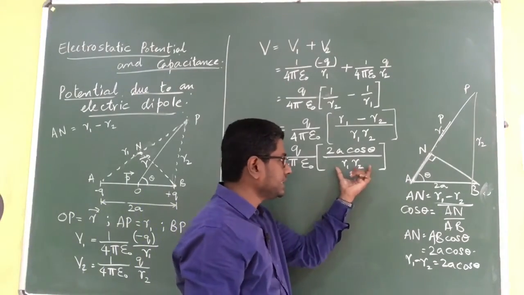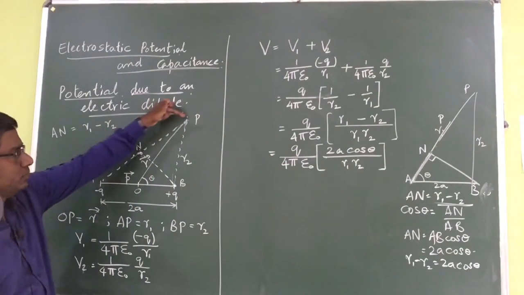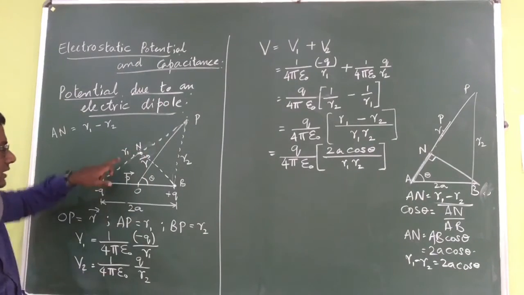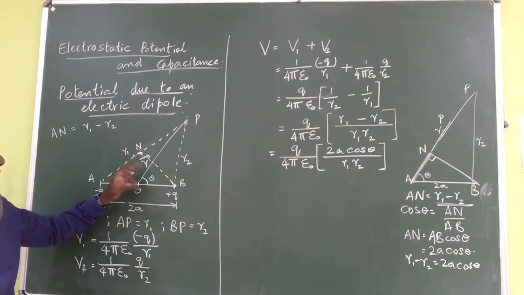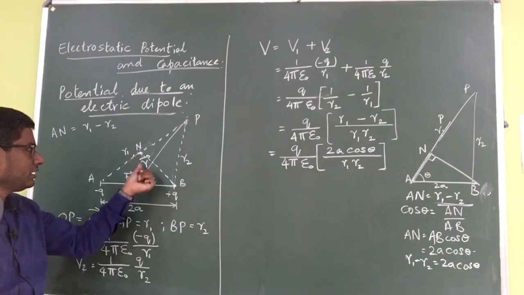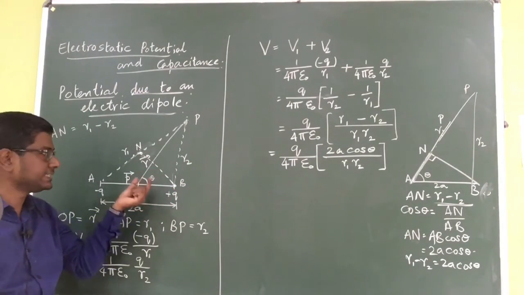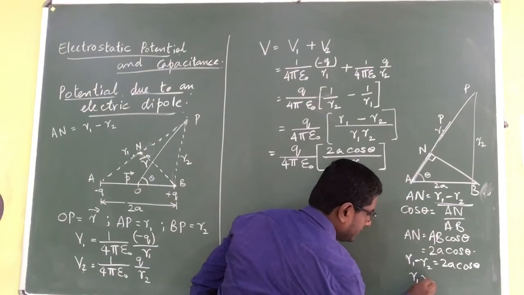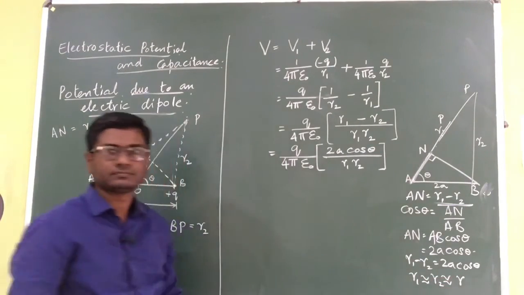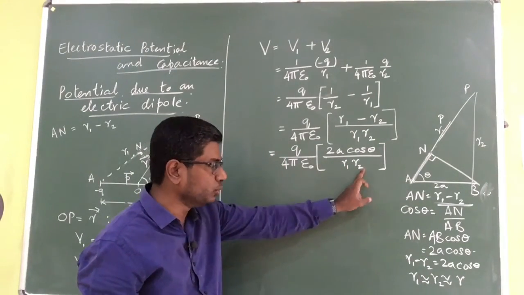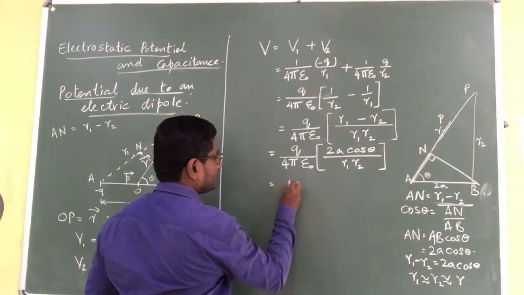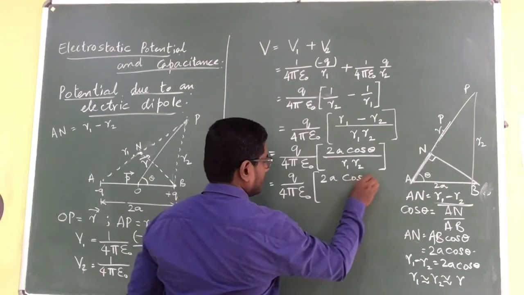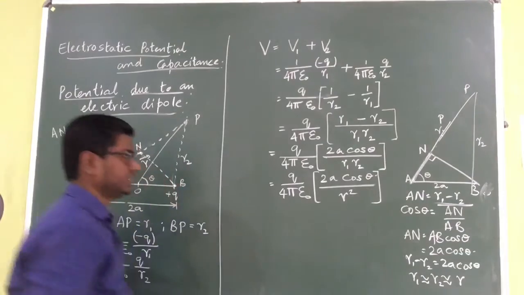Next, one more thing: the terms in the denominator are the distance from minus Q to P, the distance from B to P, and from A to P. There is R1, there is R2, but in between there is just R. So we can say this R1 is slightly more than R, and this R2 is slightly less than R. That means R1 and R2 are nearly equal to R. So both can be replaced by R. It is going to become Q divided by 4 pi epsilon naught, and inside the bracket it is 2a cos theta divided by R square.